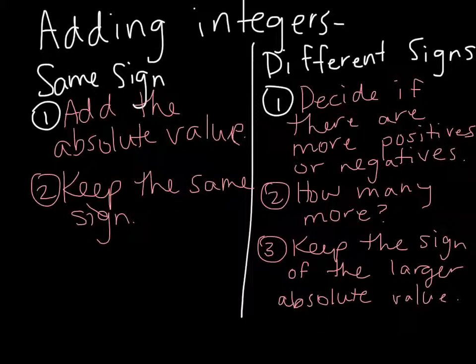If they have different signs, this is where it gets a little bit trickier. First thing I'm going to do is decide, do I have more positives or more negatives? Then the second thing I'm going to say is, but how many more? So I have to have more of one of them, or if they're the same, then it's 0. How many more? And then keep the sign of whichever one had that larger absolute value.